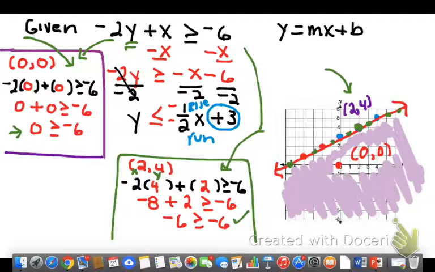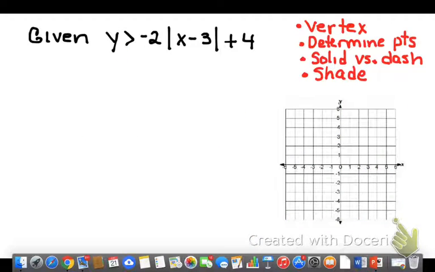We have one more example, and it's going to be graphing absolute value inequalities. Our absolute value inequality steps are going to be a little bit different than the previous slides. We need to determine the vertex. Then we'll find the points, decide if it's solid or dashed, and then shade it. So we know that (h, k) would be the vertex. So our vertex is going to be (3, 4), and we'll plot that. So we go over 3, up 4.